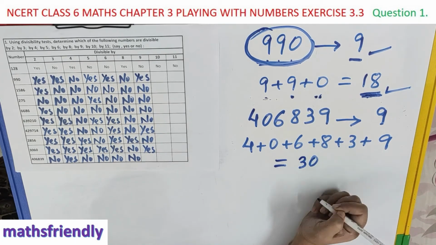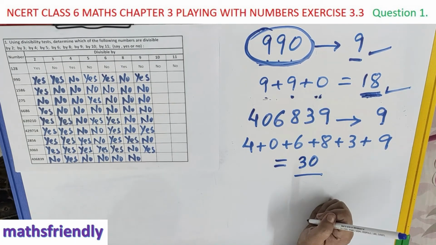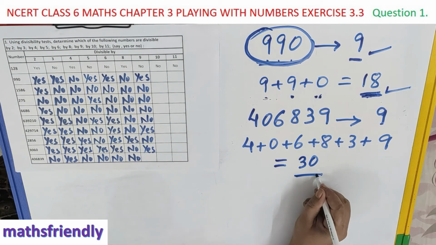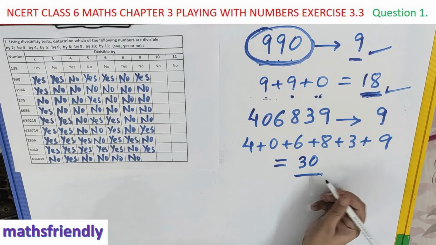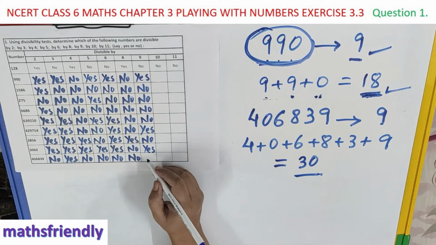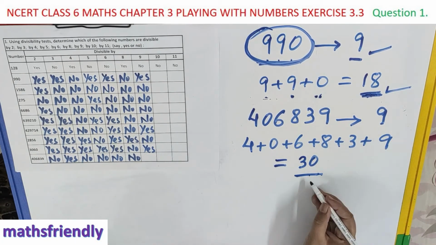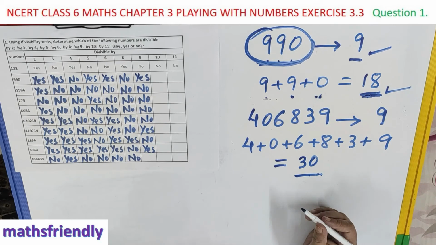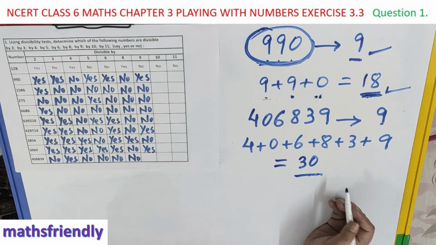Is 30 divisible by 9? No, 30 is not divisible by 9 because 30 does not come in 9's table. Okay, so 30 is not divisible by 9. If we divide 30 by 9, we will get a remainder. We will not get the remainder as 0. We will get a remainder which is not 0, something other than 0.